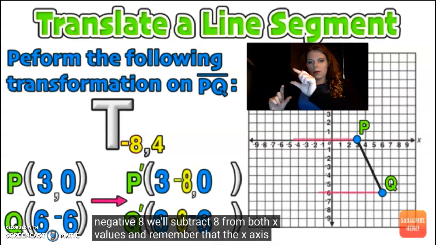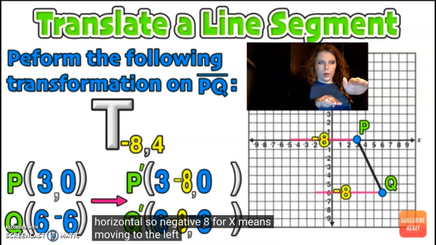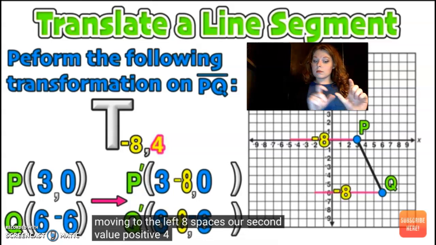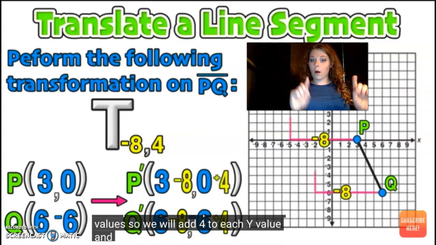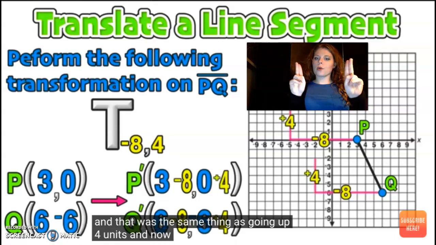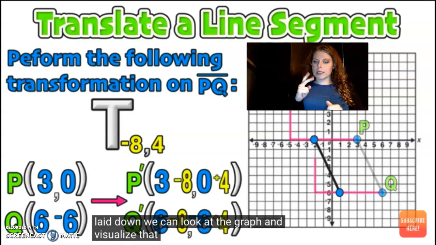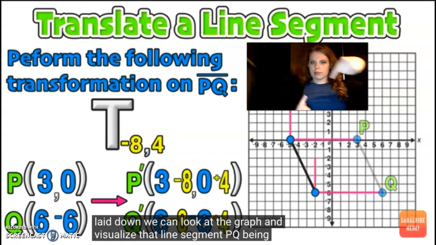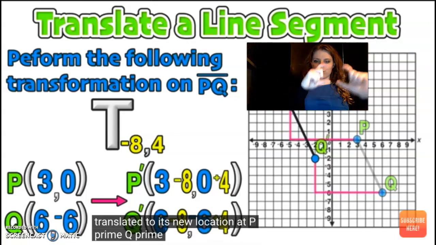And remember that the x-axis is horizontal, so a -8 for x means moving to the left 8 spaces. Our second value, +4, corresponds with the y values, so we will add 4 to each y value. And that is the same thing as going up 4 units. And now that we have our path laid down, we can look at the graph and visualize that line segment PQ being translated to its new location at P prime, Q prime.